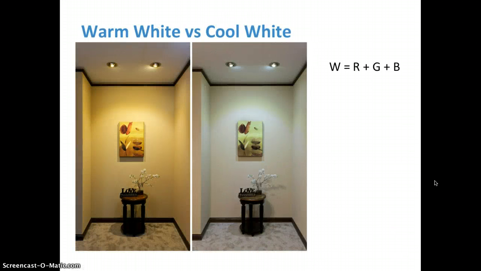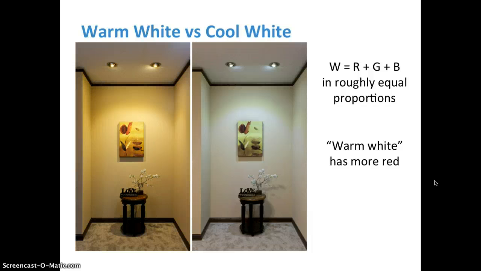White, we know, is an equal combination, or roughly equal combination, of red, green, and blue. Warm white has a little bit more red. That's what we see on the left. Cool white has some more blue. So the hue, or the tint of light, can impact whether it appears warm or cold.